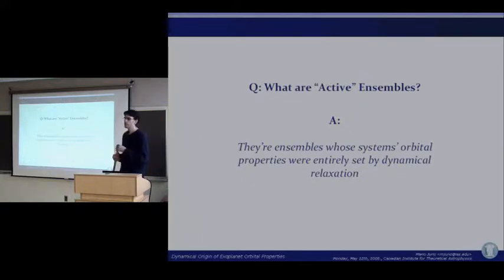So what are the active ensembles? For now, I just presented them as this class that we picked out because they looked similar. And I will argue now that these are the ensembles whose system orbital properties were entirely set by dynamical relaxation and who have zero memory of their initial conditions.